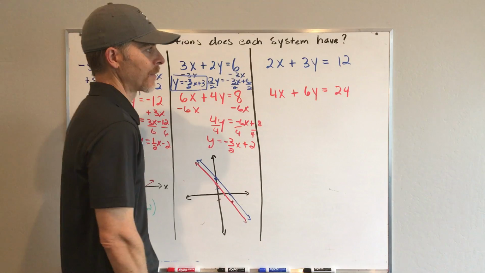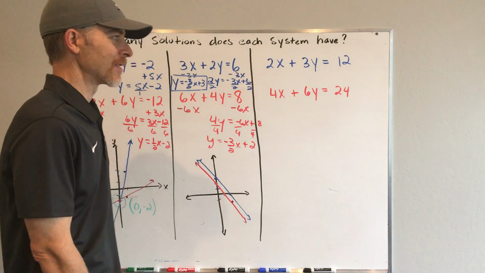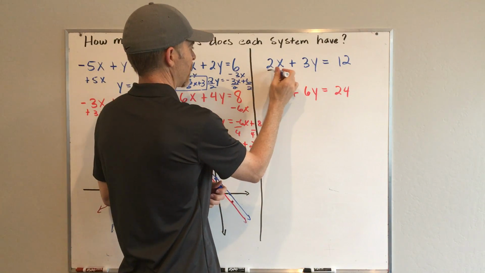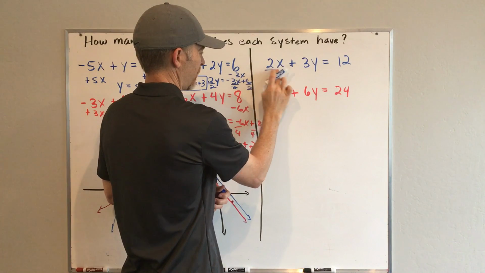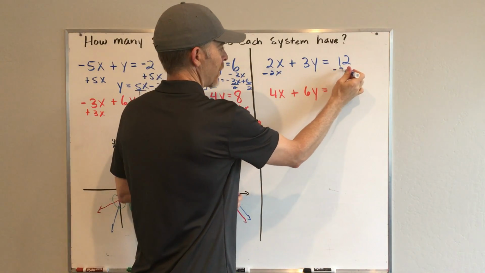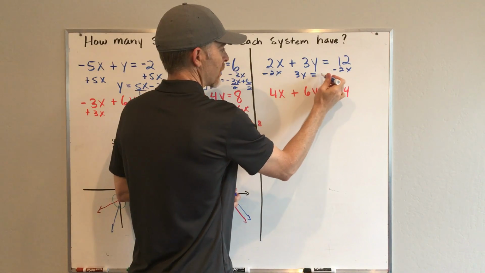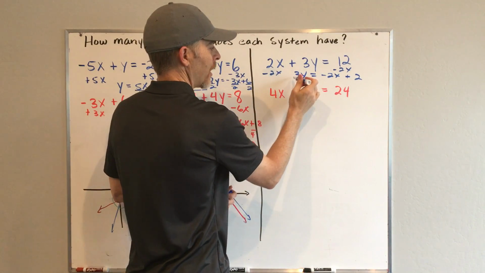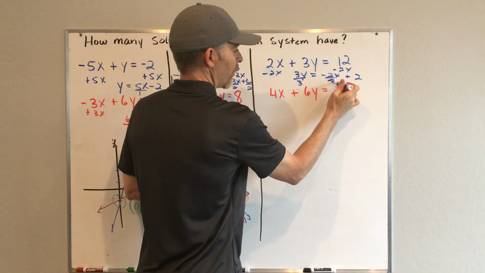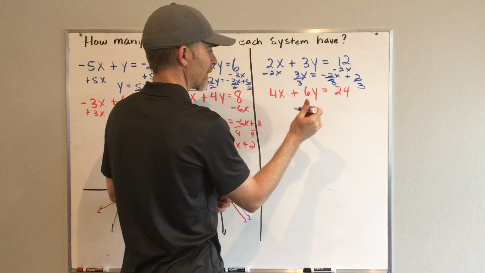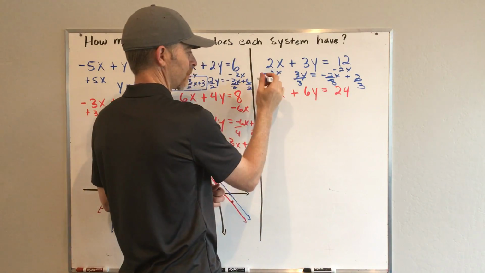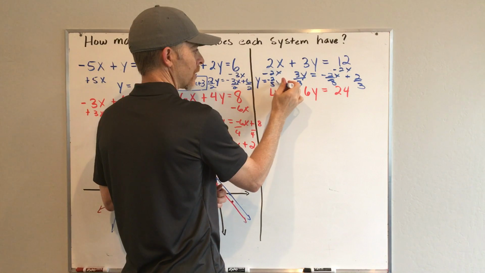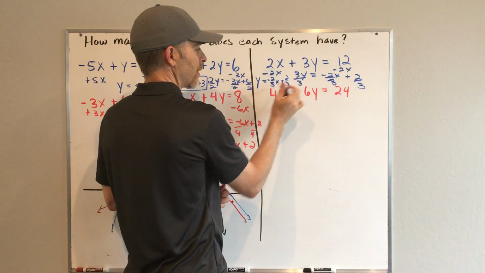Okay, here's the third example. And you probably know where this is going, but let's finish up the problem. So I'll subtract 2x from both sides. That gives me 3y equals negative 2x plus 12. Let's make that look like a y. And then divide everything by 3. That gives us, I'm going to write it over here on the side, y equals negative 2/3 x plus 2/3.